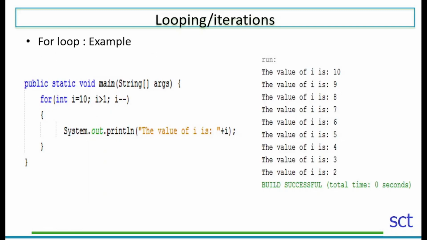So let us take an example. For integer i equal to 10, you can just declare the integer variable within the for loop syntax itself. For i equal to 10, i greater than 1, and i minus minus, here I am using the decrement operator. So your initialization is going to be 10, and I am going to decrement the value from 10. As long as i is greater than 1, I can also say i is greater than or equal to 1, till then you can print the value here. So let us execute this for loop.